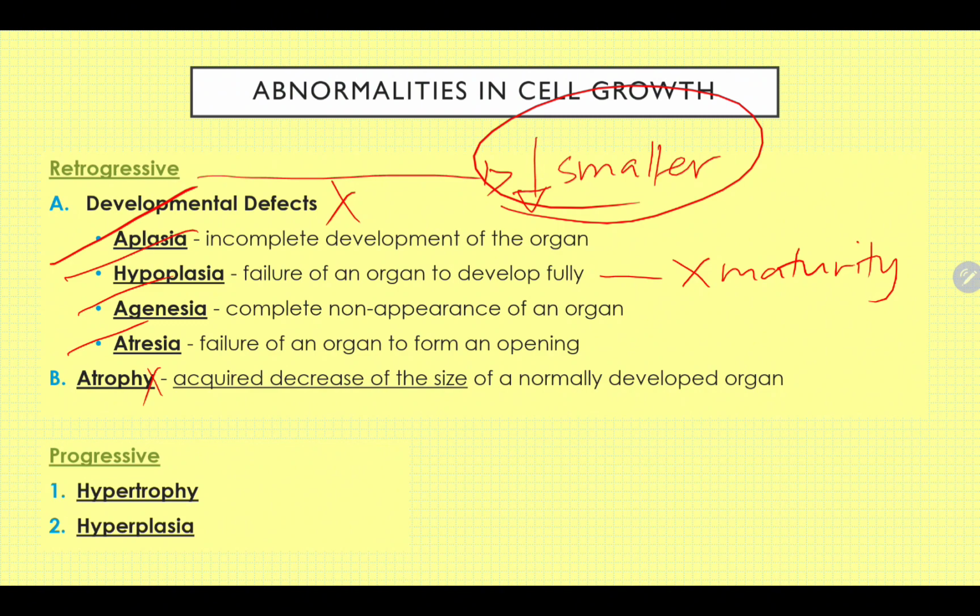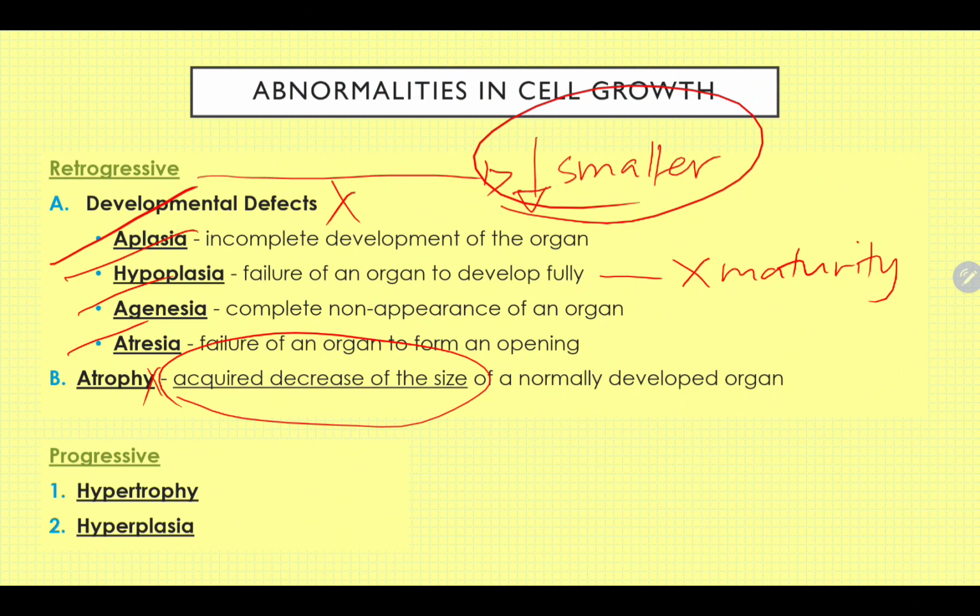We also have atrophy. This is a retrogressive type of abnormality in cell growth, to which there is an acquired decrease of the size of a normally developed organ. Examples we discussed in cellular adaptation on the physiologic side include an acquired decrease of size, for example starvation atrophy of tissues and vascular atrophy. Those things can lead to a decrease in the size of an organ.